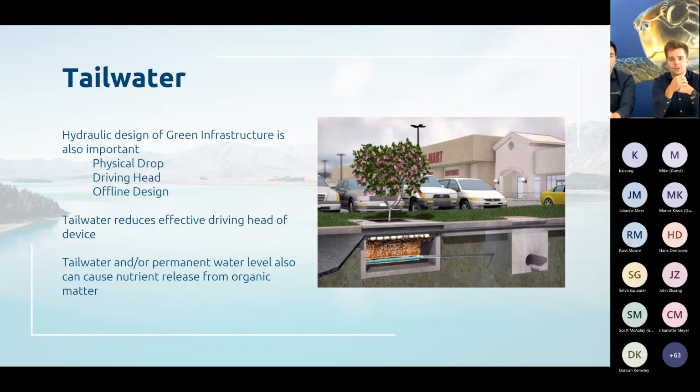One other important consideration with green infrastructure is that tailwater and or a permanent water level within the system can cause issues with nutrient release from organic matter within the media. Things like nitrogen and nitrates have very different removal mechanisms to phosphorus and phosphates, and having an anaerobic zone can cause issues. And for those that are interested, we had an excellent webinar at the end of 2020 just on this matter, on nutrient removal from stormwater.